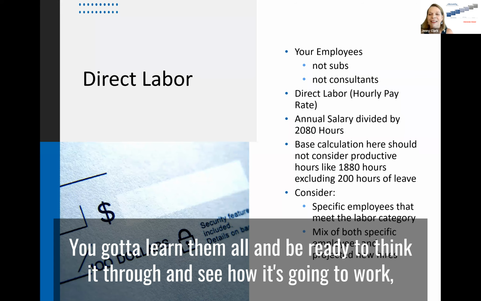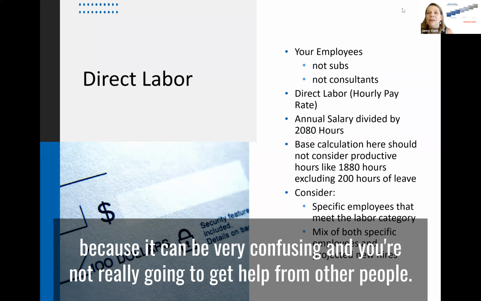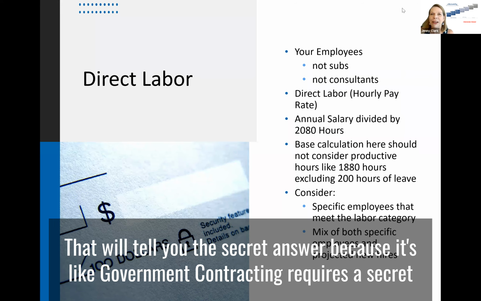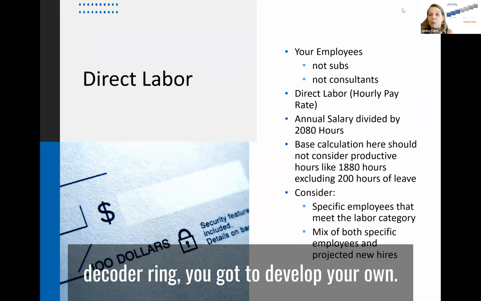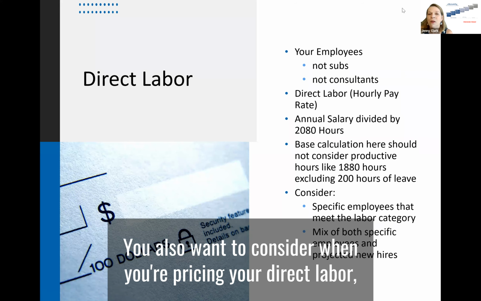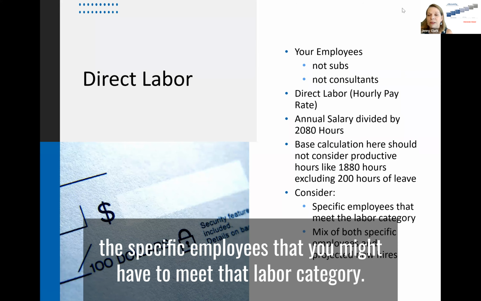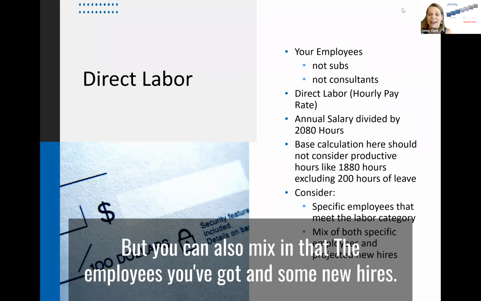There are so many tricks in government contracting. You've got to learn them all and be ready to think it through and see how it's going to work, because it can be very confusing and you're not really going to get help from other people that will tell you the secret answer, because government contracting requires a secret decoder ring. You've got to develop your own. You also want to consider, when you're pricing your direct labor, the specific employees that you might have to meet that labor category, but you can also mix in the employees you've got and some new hires.